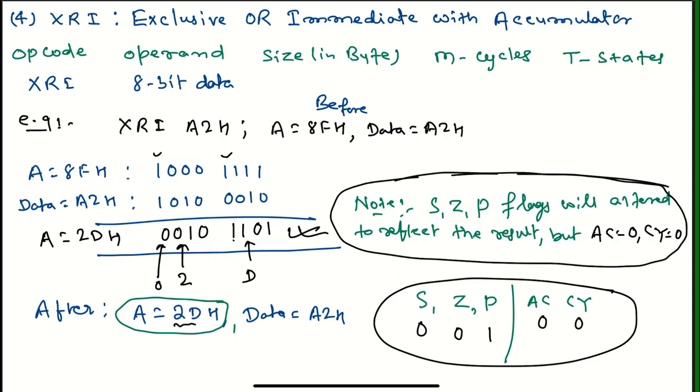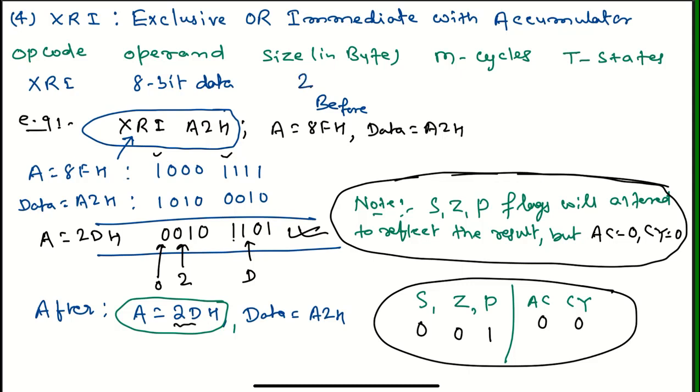Now we'll check their size, machine cycle and T states. As we had seen, this instruction is XRI A2H. So this XRI is called the first byte and this A2 is the data, the second byte, as an operand. So here the size in terms of bytes will be 2 bytes.